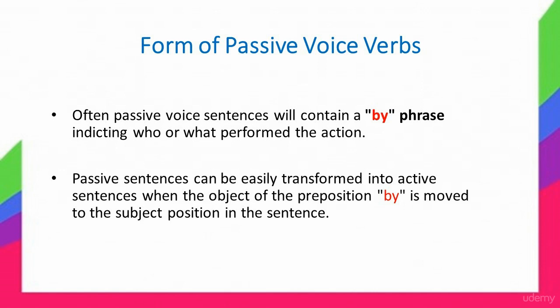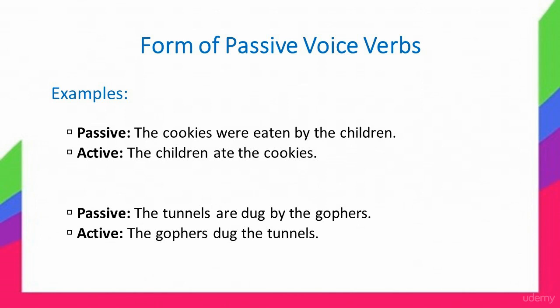Often passive voice sentences will contain a by phrase indicating who or what performed the action. Passive sentences can be easily transformed into active sentences when the object or the preposition by is moved to the subject position in the sentence. Here are some examples. Passive, the cookies were eaten by the children. Active, the children ate the cookies. Passive, the tunnels are dug by the moles. Active, the moles dug the tunnels.